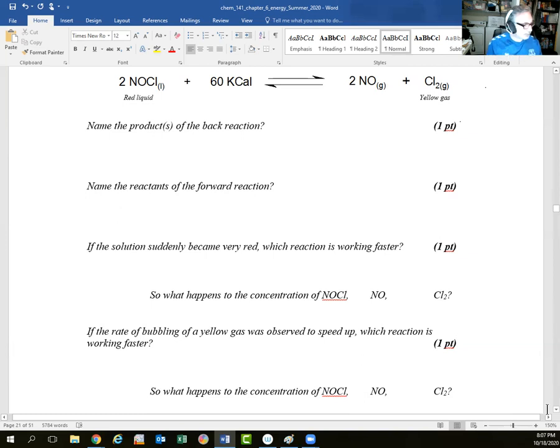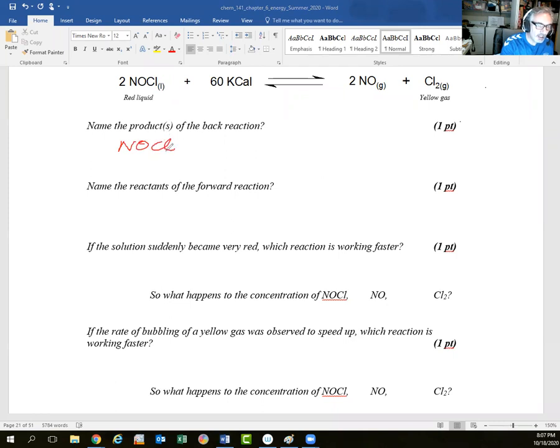So, name the product of the back reaction. As we'd said earlier, the back reaction runs from right to left. So this is where we're starting. This is always the starting point of the back reaction, and these are the chemicals which are being used up in the back reaction. We follow the path of the back reaction, and this is our endpoint. That's what's being produced by the back reaction. In this case, the nitrosyl chloride. So primary product, nitrosyl chloride.